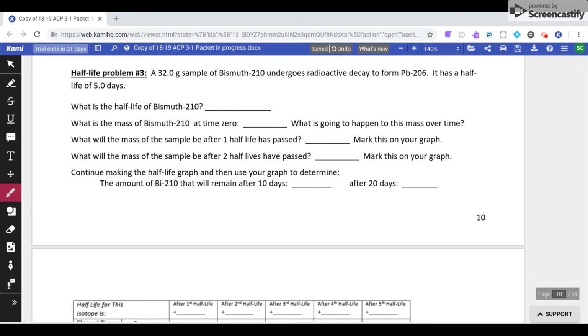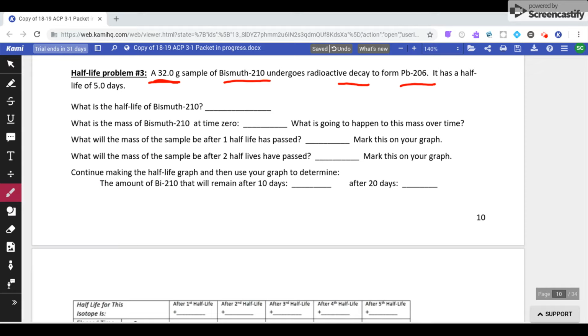All right, half-life problem number 3. Now we have a 32-gram sample of bismuth-210, which is different than the 2 other isotopes that we've already worked with. It's going to have a different half-life. And bismuth-210 undergoes radioactive decay, so it stops being bismuth and it becomes lead-206. So we want to look at what happens to our sample size of bismuth when those atoms start to decay and turn into lead.